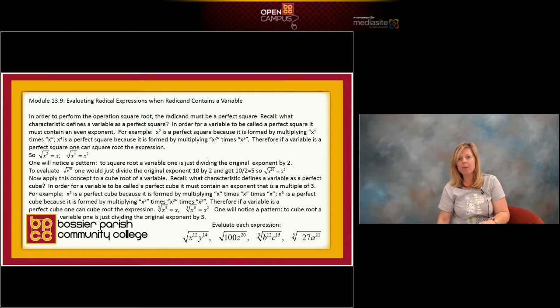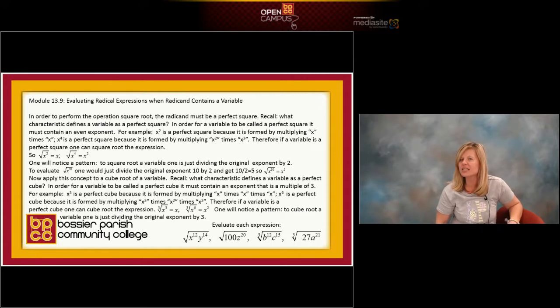If you look at your PowerPoint, the cube root of x cubed is x, because if I take x and multiply it 3 times, I'll get my radicand x cubed. The cube root of x to the sixth is x squared, because if I take x squared times x squared times x squared, I'll get back to x to the sixth.